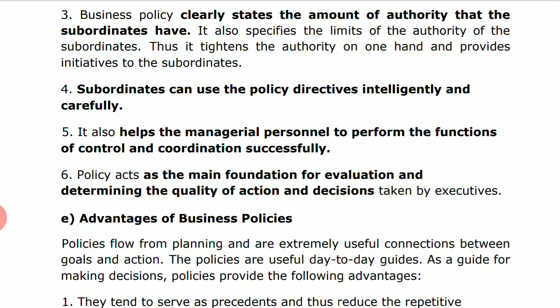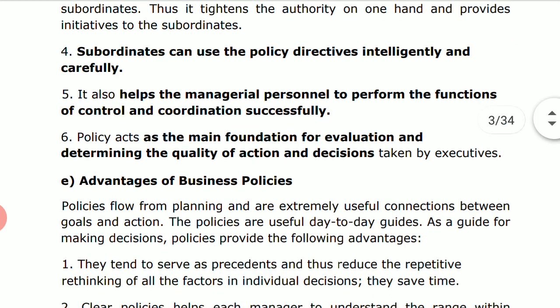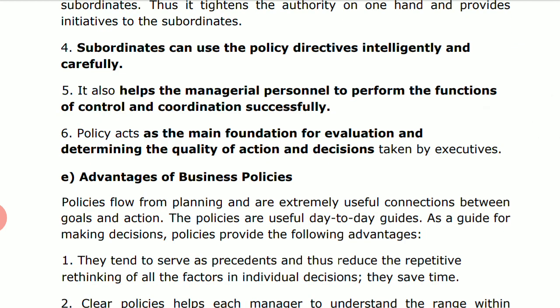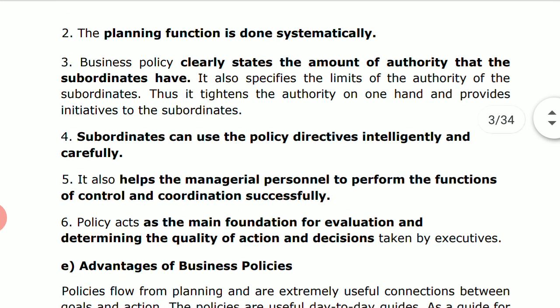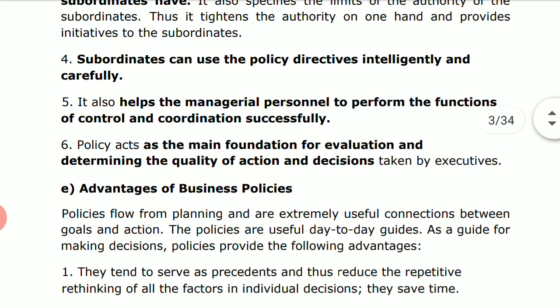Thus it tightens the authority on one hand and provides initiative to the subordinates on the other. That means on one hand it tightens the authority, and on the other hand it gives the next person the authority to take different decisions. In short, it clearly states the amount of authority of each and every person in the organization at different levels.